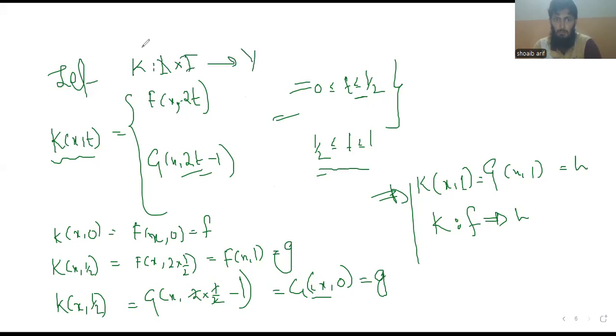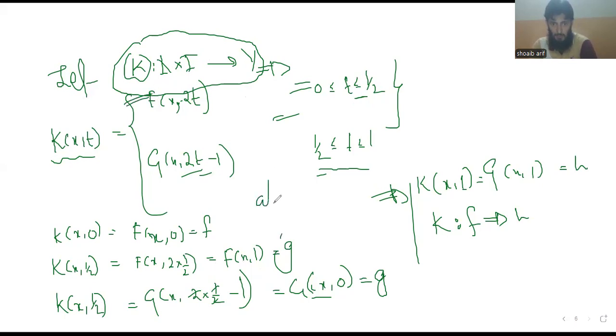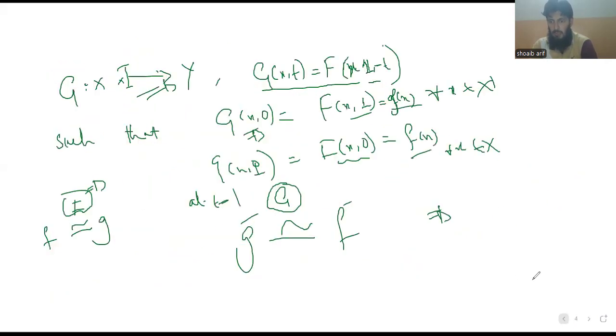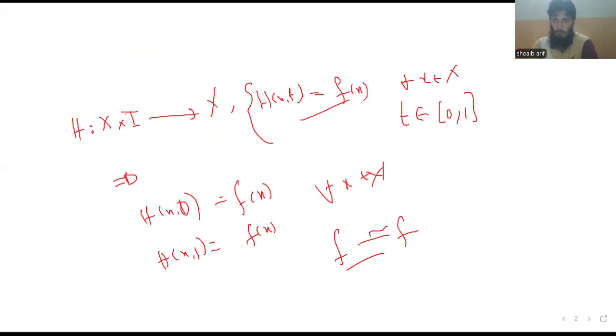So how can we show this K is a continuous map? According to the pasting lemma, I will explain in the next video how K is a continuous map by using the pasting lemma. It is continuous at the point t equal to half, where we get the same value of F and G. So we proved this lemma.